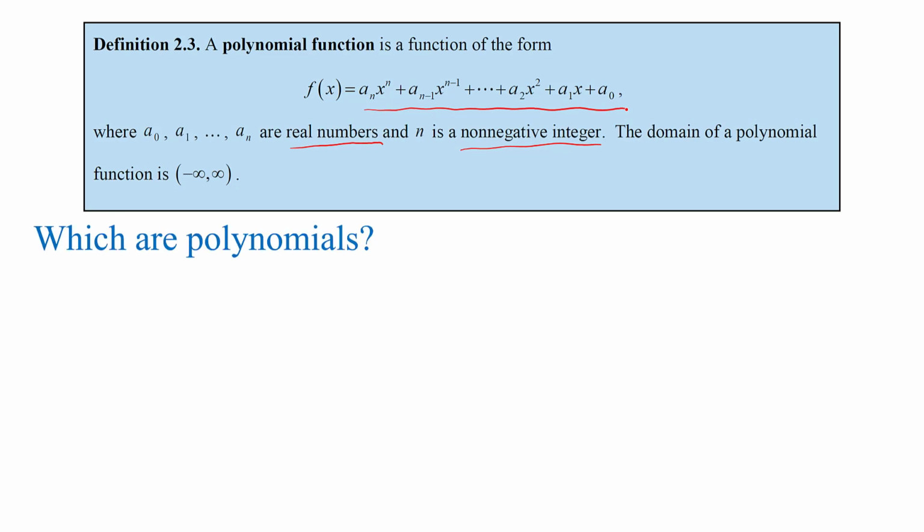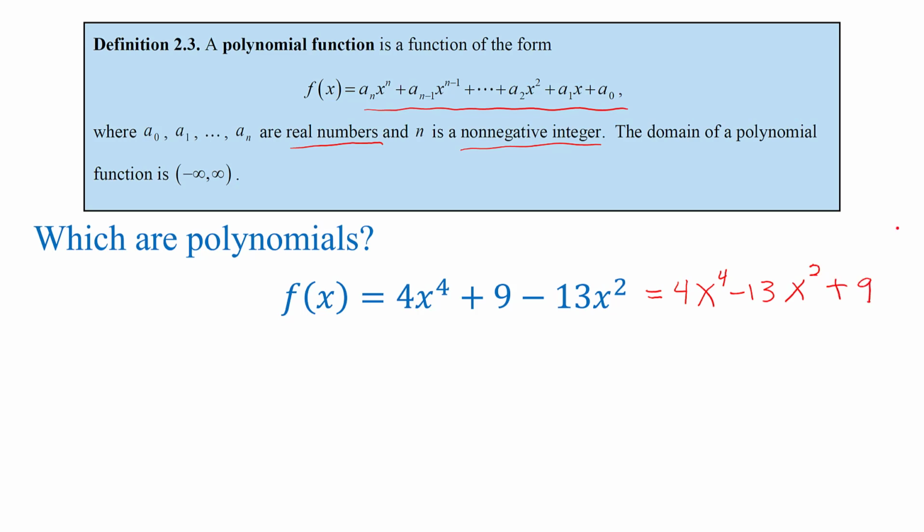Which of the following functions are polynomials? We start with f of x equals 4x to the fourth plus 9 minus 13x squared. This is a polynomial. We're more used to seeing polynomials written in descending order, but we can just change the order here into 4x to the fourth minus 13x squared plus 9. The only thing that looks a little off possibly is that we're missing a couple terms here. We're missing an x cubed term and we're missing an x term. Well, you can imagine those terms as existing in spirit, just with zero coefficients possibly. So f of x is a polynomial.